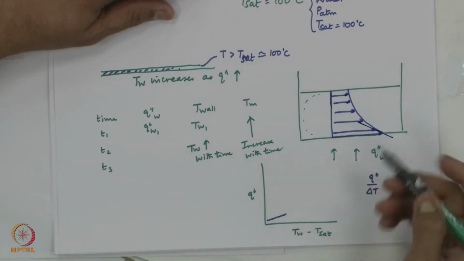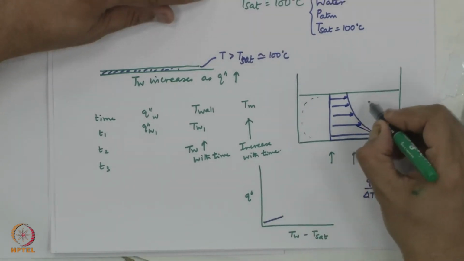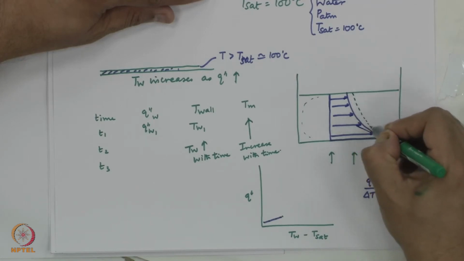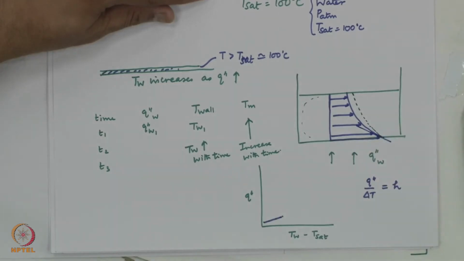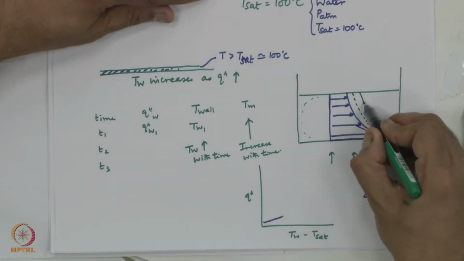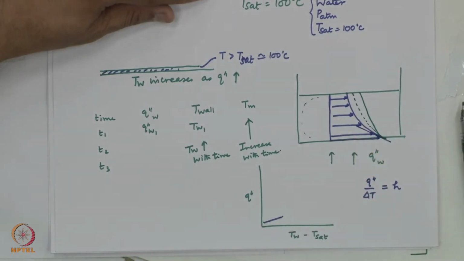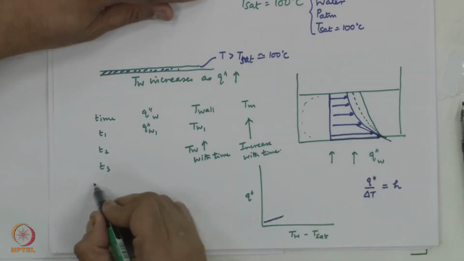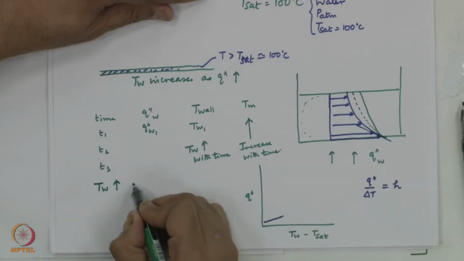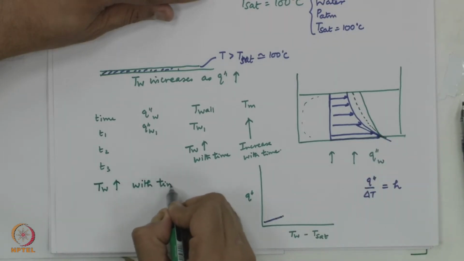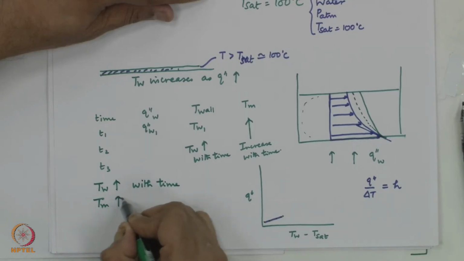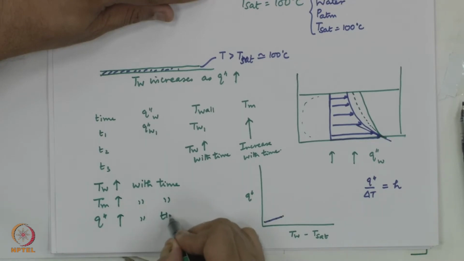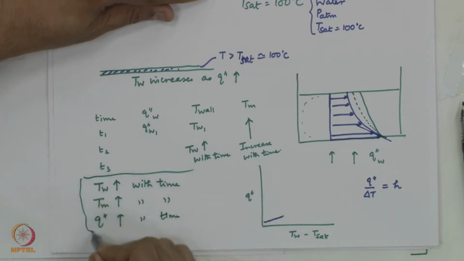This is at a given time t. At a slightly higher time, next time I would have a slope which is slightly higher, the green dashed line. At some other time I might have a slope which is slightly larger, the green thick line. The point I am trying to say is the wall temperature T wall increases with time, T bulk mean increases with time, Q double prime increases with time, though we are going to keep it constant for a given set of time.